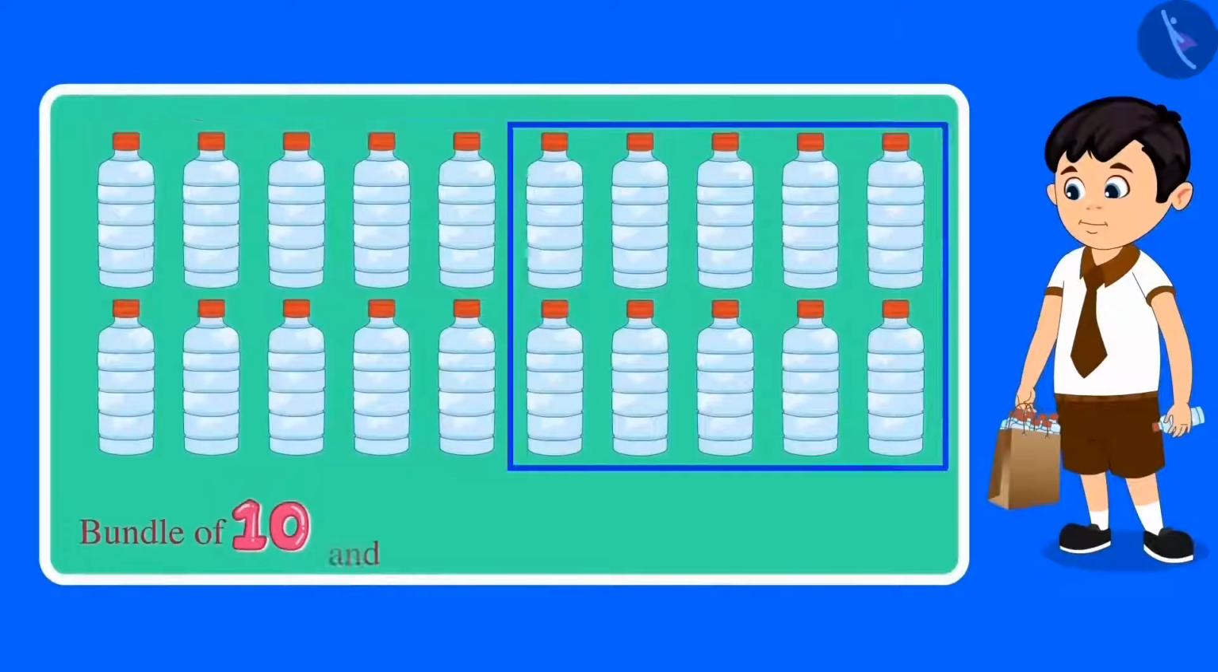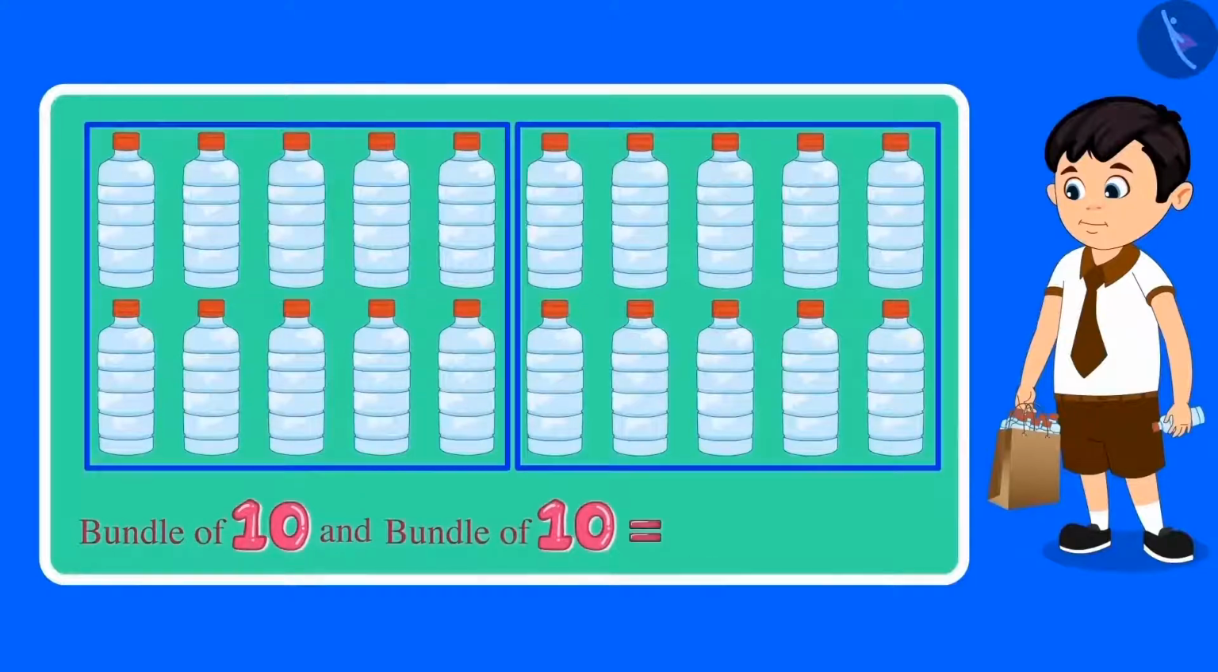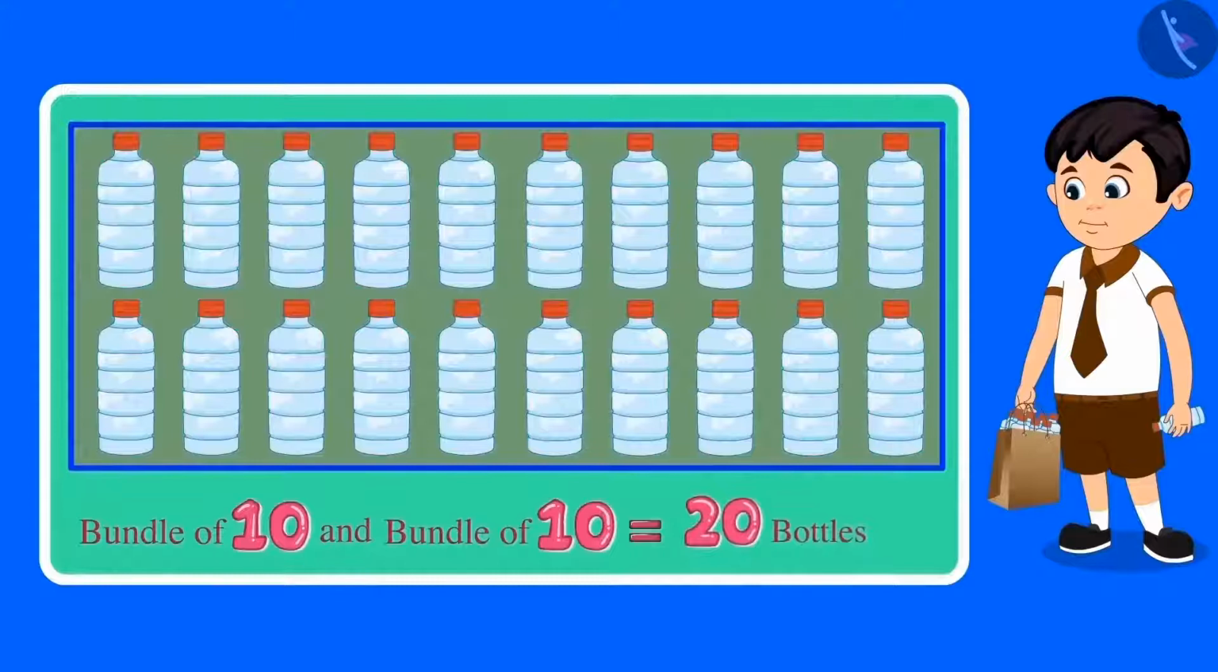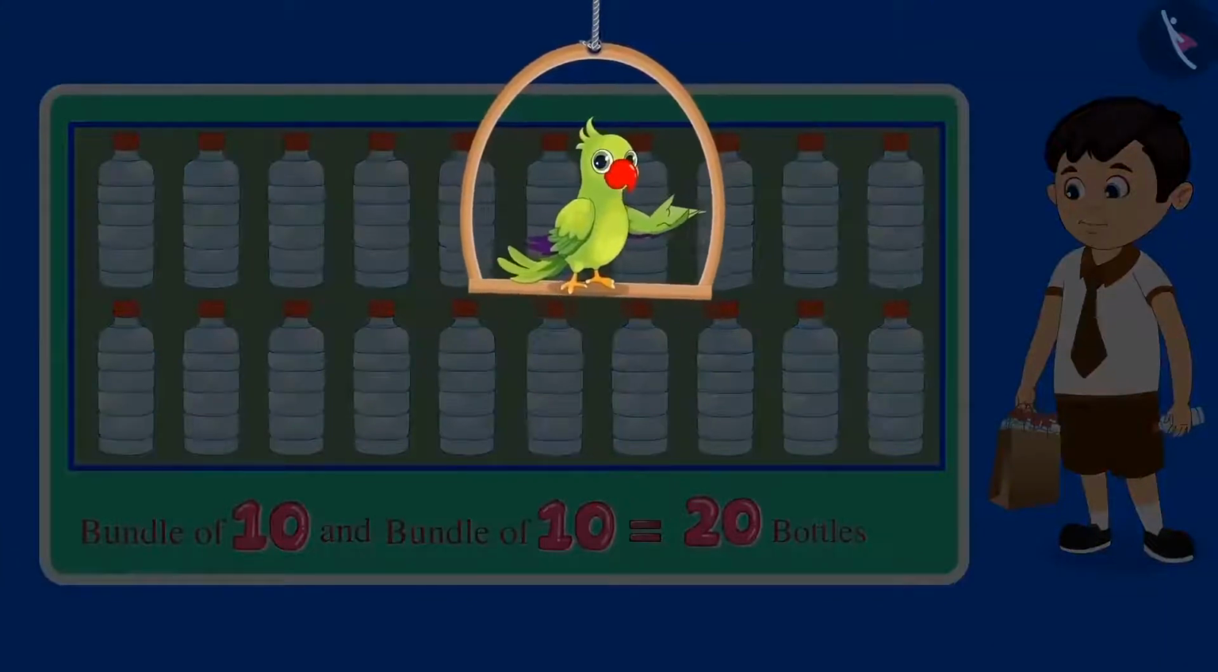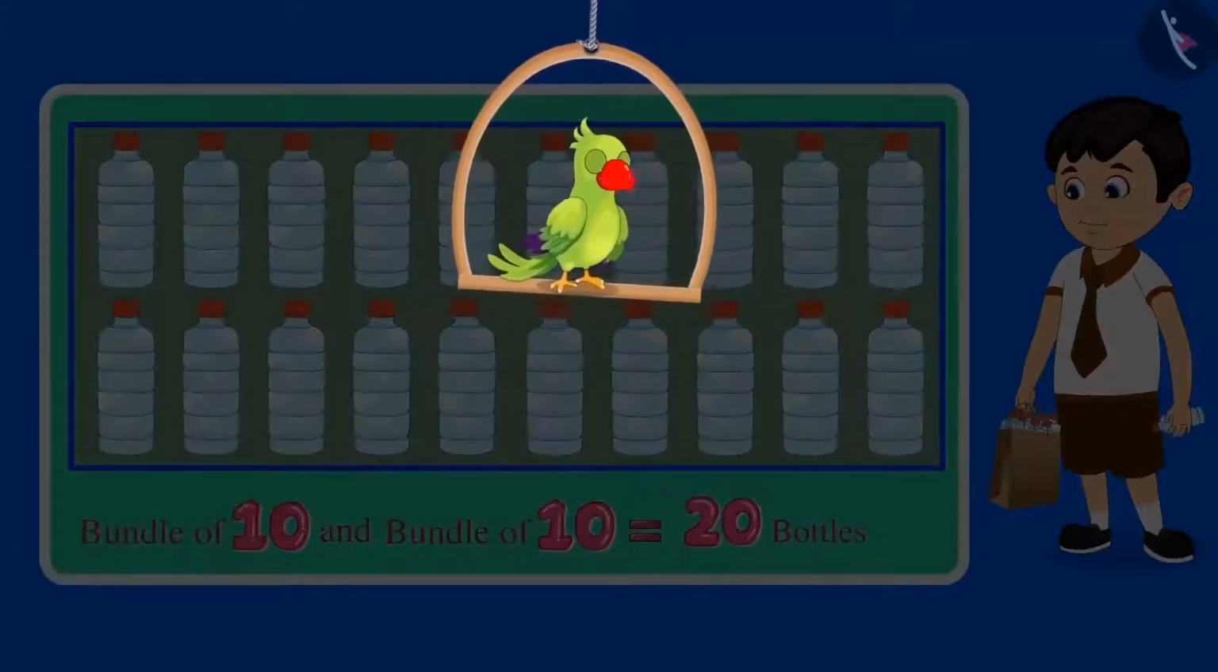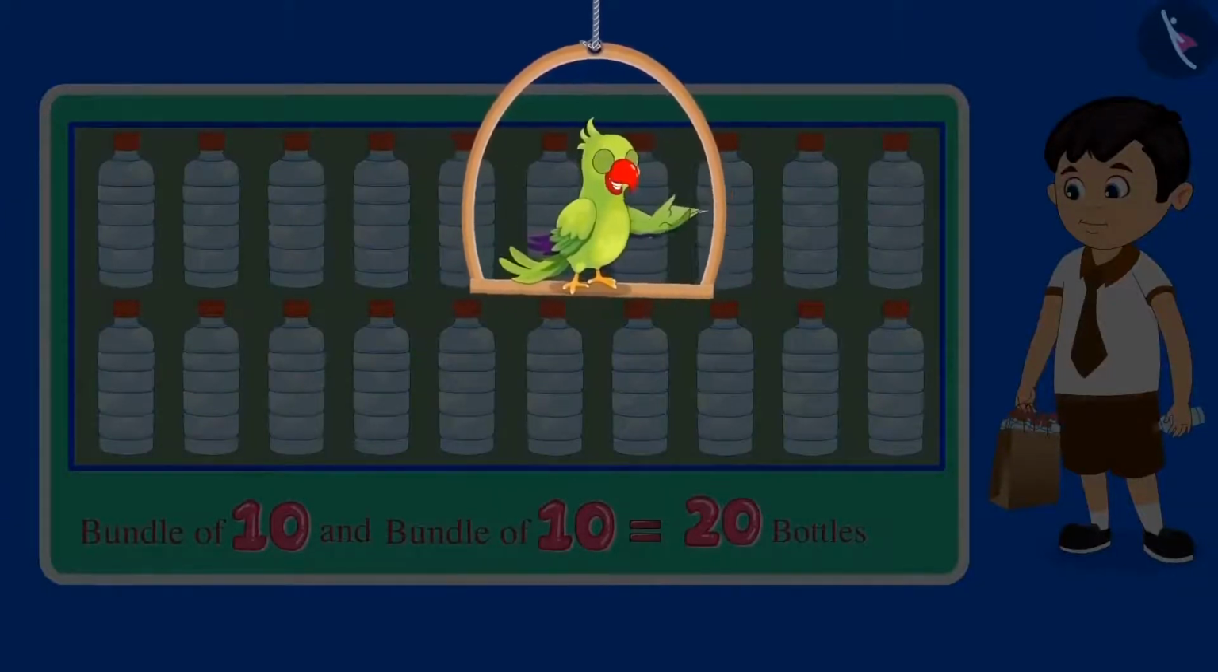This is one bundle of 10 bottles and this is another bundle of 10 bottles. These are 2 bundles of 10. So these are 20 bottles. This means that Chotu has collected a total of 20 bottles. Did you understand, children? Similarly, by making a bundle of 10 bottles, we can count till any number between 9 and 20. That was all for today.